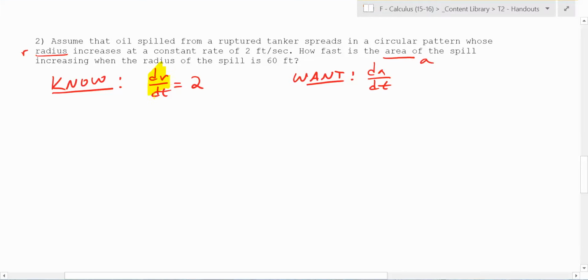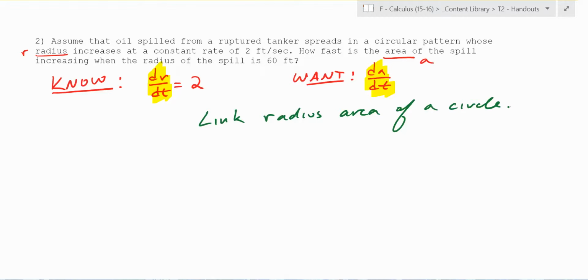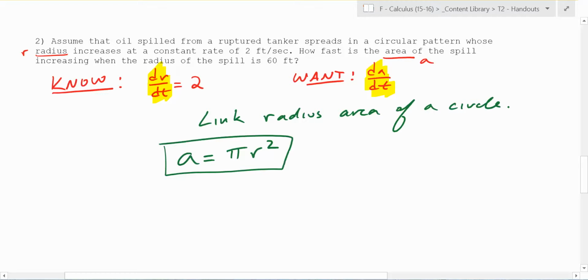So if this is what we know and this is what we want, what do we need to link together? We need to link radius and what? Area of a what? What shape? Of a circle. Do you know how to relate radius and area of a circle? You know what the equation is for the area of a circle? Do you remember? The area of a circle is what? Pi times r squared. What does it become? Differentiate with respect to time. Yeah, you do. Implicit differentiation, you definitely do.